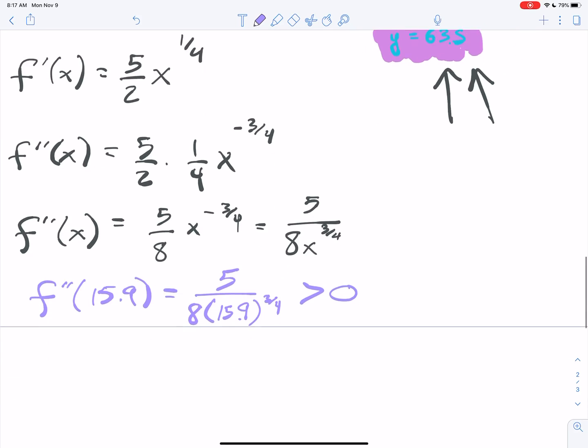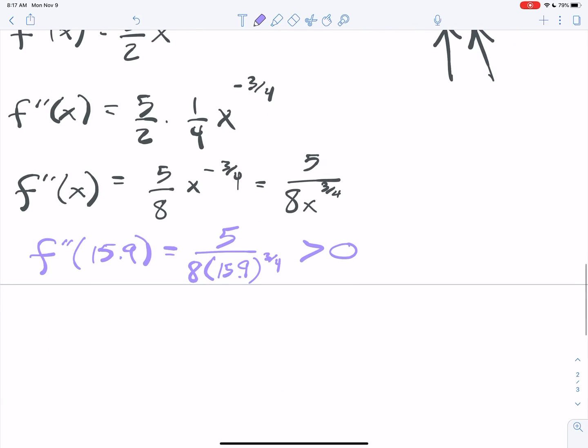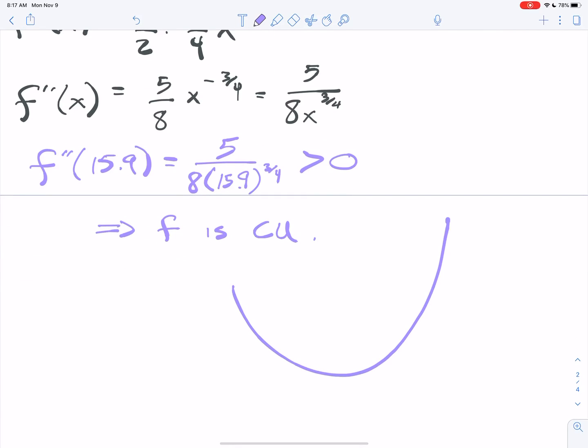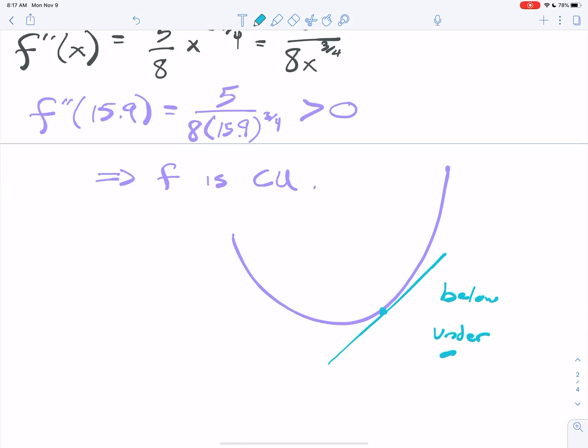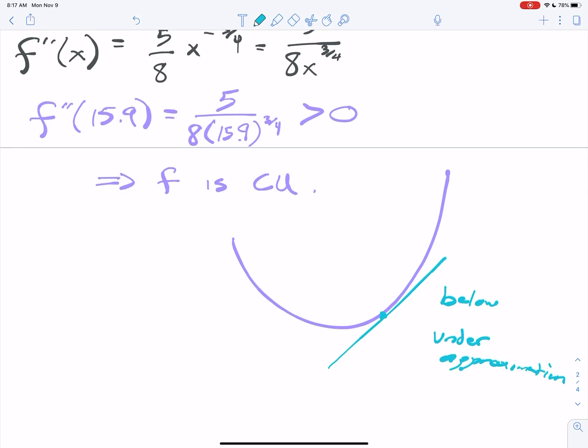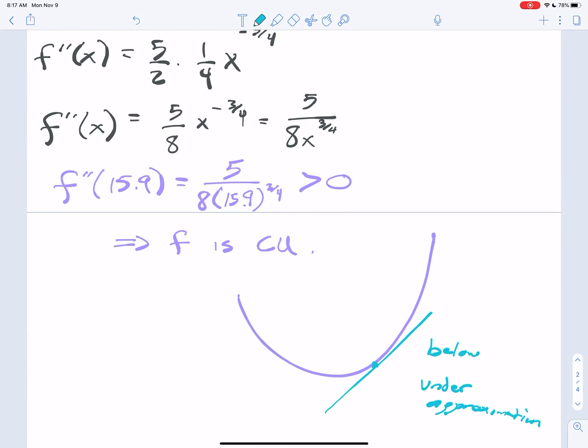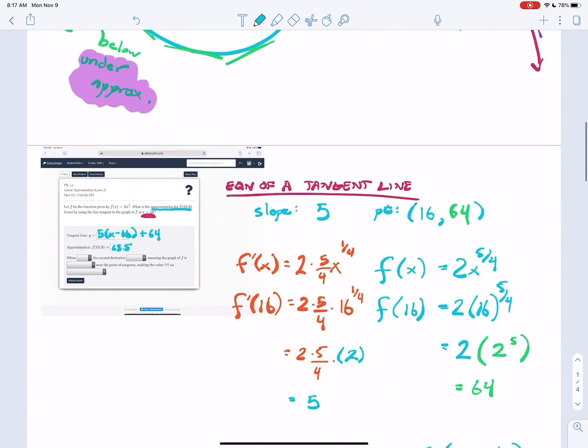Okay? So what that tells me is that when the second derivative is positive, then that implies that f is concave up. So if f is concave up, your tangent lines are going to be below it. And if it's below, it's going to be an under approximation. Think about that. Replay that a few times before you need to continue, okay? Okay, so here we go.